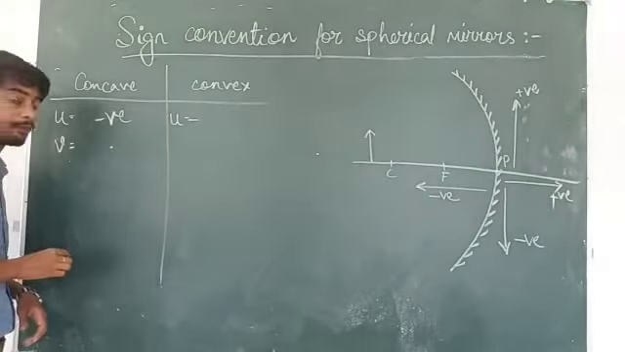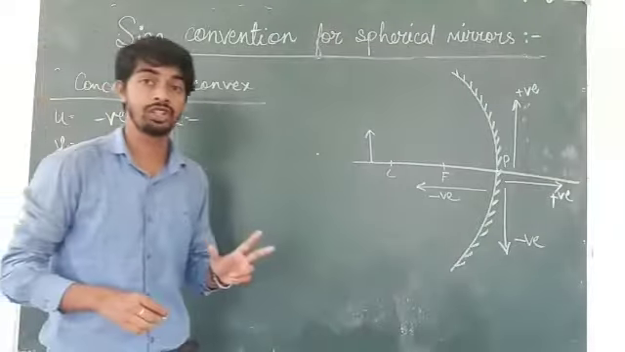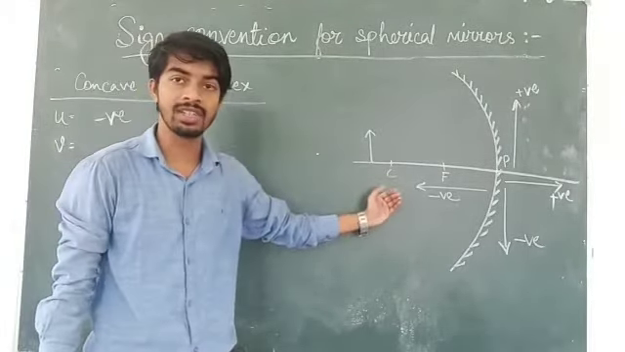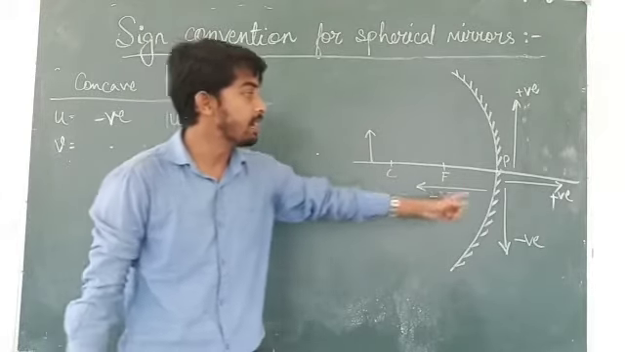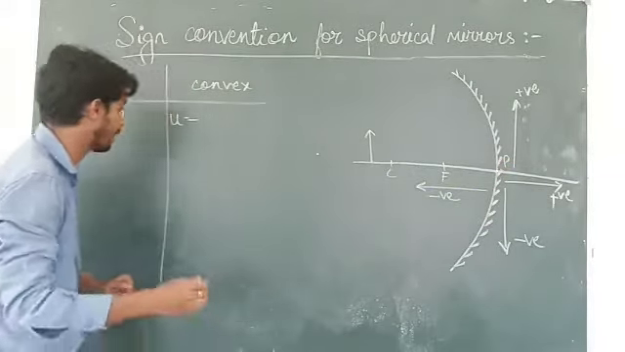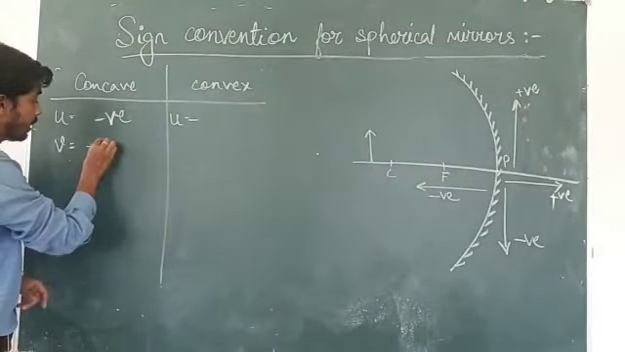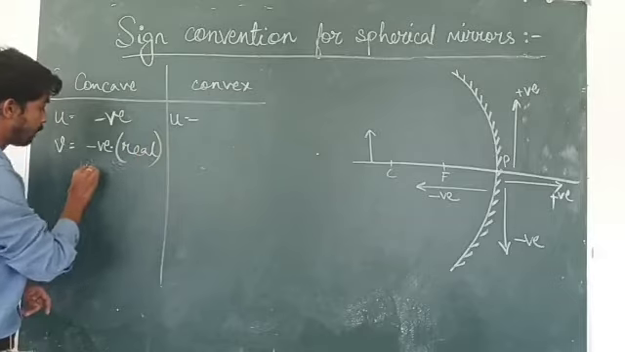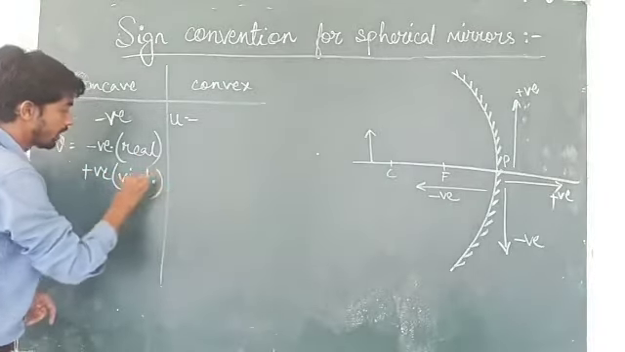Image distance V. In concave mirror, the image forms at two positions. In 5 cases, the image forms to the left, which is real and inverted. In only one case, which is the last case, the image forms behind the mirror, in which the image is virtual and erect. When the image is forming to the left, V will be negative for real image, and V will be positive for virtual image.